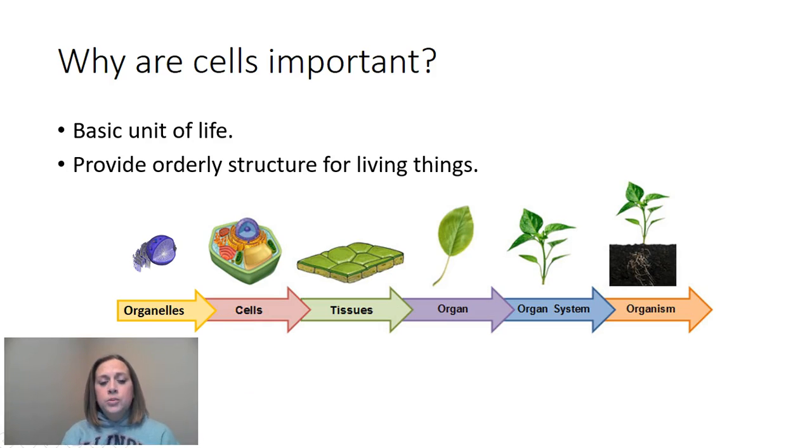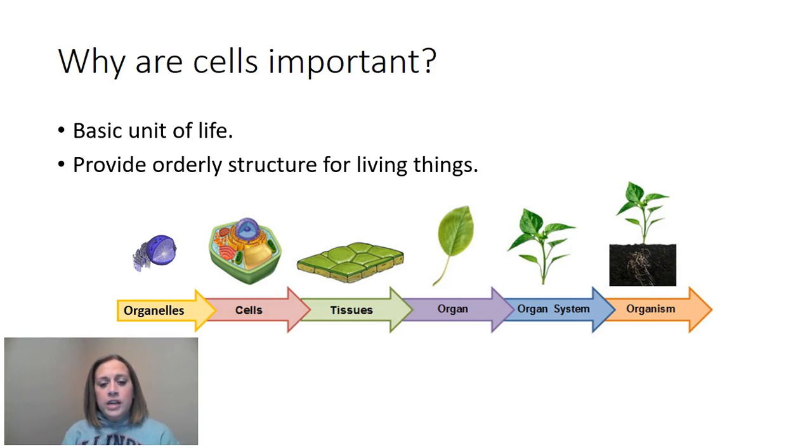Now you're going to have groups of cells that work together to form tissues, groups of tissues that work together to form organs. Different organs work together to form organ systems. And finally, when you have groups of organ systems working together to keep an organism alive, that's when you have an organism. So cells are important. They're the basic unit of life, and they help to provide orderly structure for living things.